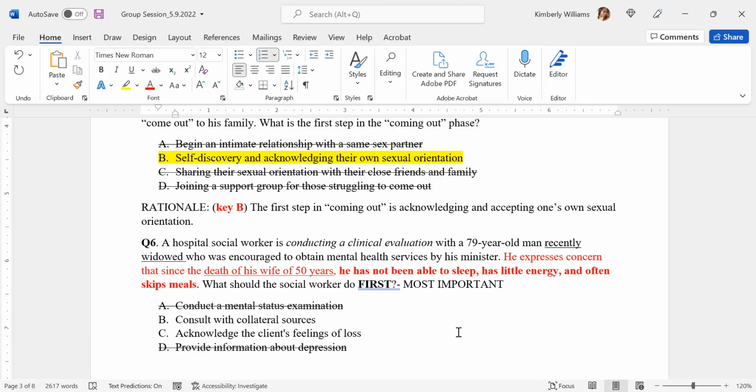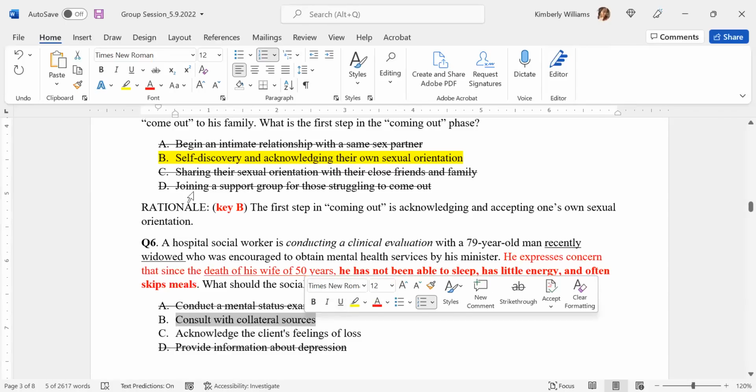However, I think that listening to the man and acknowledging what he's feeling is the best way to go about beginning to help him, because we're in the beginning phase of the process. So consulting with collateral sources, is that engaging and or assessing here and now? Is that something we're doing here and now in the moment? No, ma'am. Nope. So that's not our answer. I just wanted y'all to work that out like that so y'all can see it.